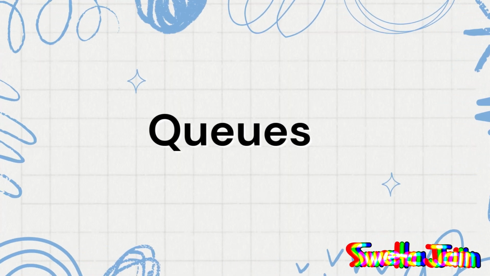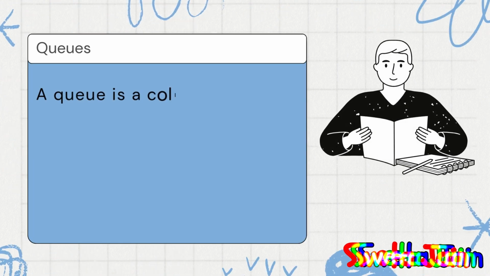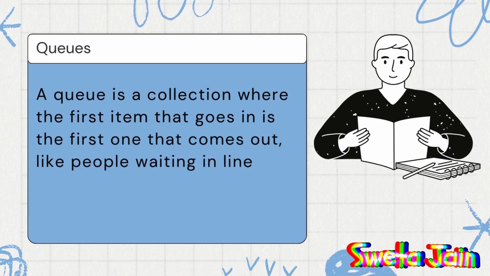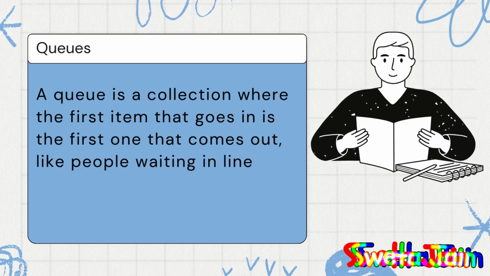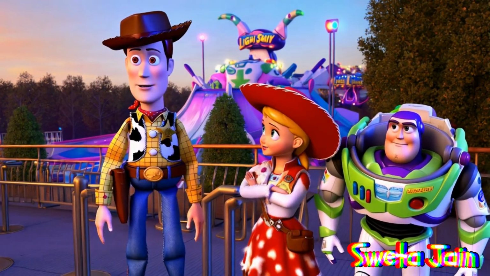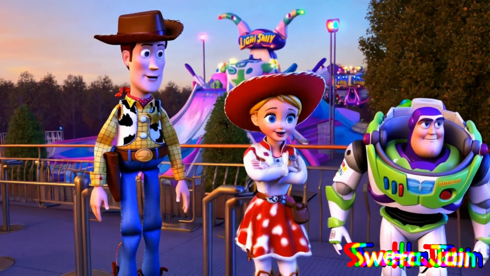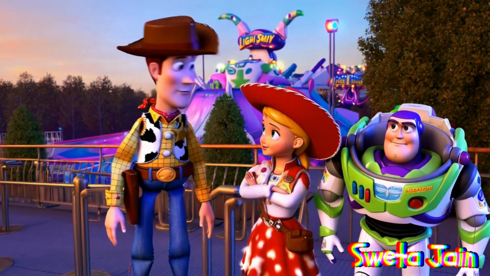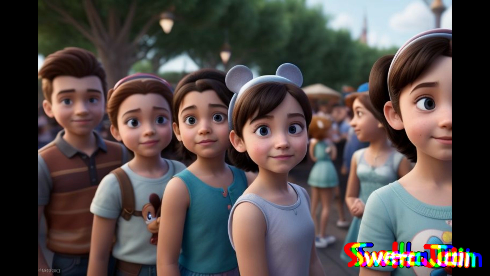4. Queues. A queue is a collection where the first item that goes in is the first one that comes out, like people waiting in line. Example: picture the Toy Story gang waiting in line for Buzz Lightyear's spaceship ride. Woody, Buzz, and Jessie are all waiting. The first toy in line is the first to go on the ride, just like a queue. First in, first out.